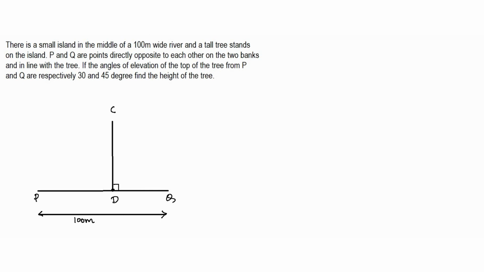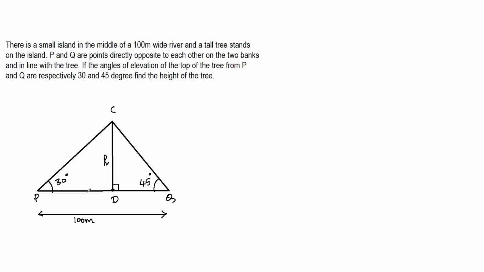The angle of elevation of the top of the tree from P is 30 degrees and from Q is 45 degrees. So it's given that the angle of elevation here is 30 degrees, and when observed from Q, the angle of elevation is 45 degrees. Now we have to find the height of this particular tree.